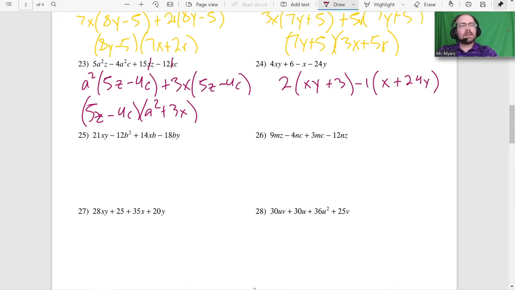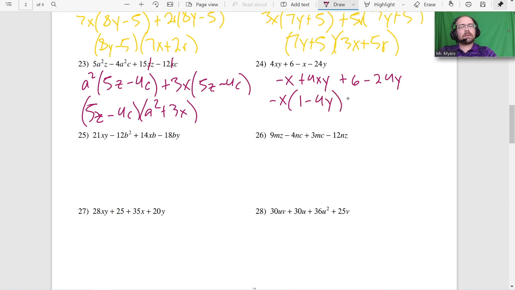Let's see. This one could be a really tricky one. So if I try to reorder things, this could actually work, and it might be a little tricky. Let's see. So if I do the x first, plus 4xy, then the 6, and then the 24y. Let's see. So negative x, 1 minus 4y, plus 6. Yeah, 1 minus 4y. Wow, that's tricky.